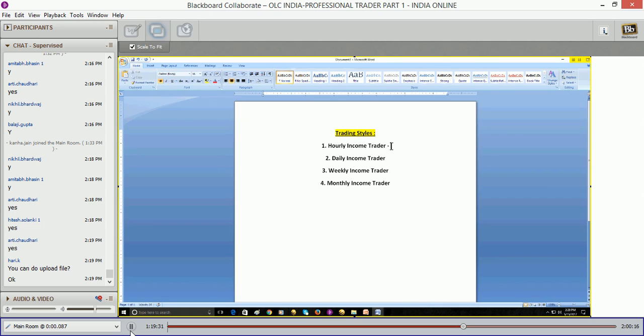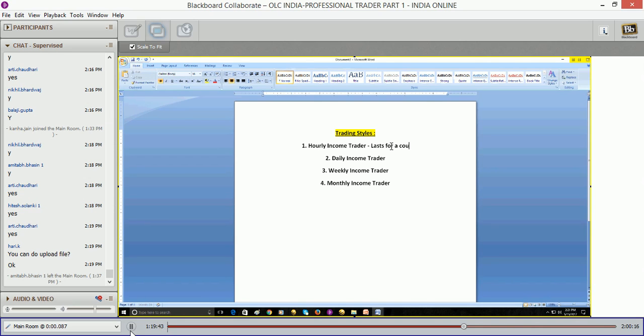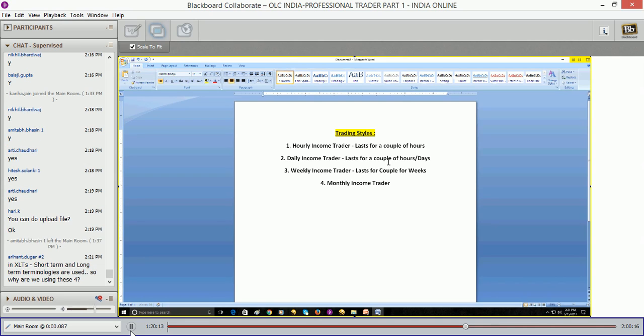Okay, an hourly income trader is a person who is looking to generate income, and his position lasts for a couple of hours. A daily income trader's position lasts for a couple of hours to a couple of days. A weekly income trader is one whose position lasts for a couple of weeks, as the name suggests.